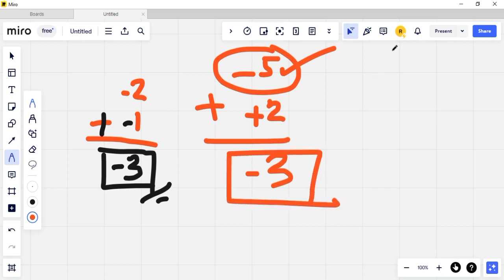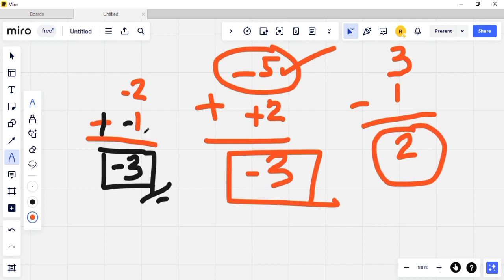Another example is 3 minus 1. Okay, in this case, since these numbers have the same sign, all you need to do is simply subtract these two numbers. 3 minus 1 is 2. Okay, since both are positive, 2 is also positive.